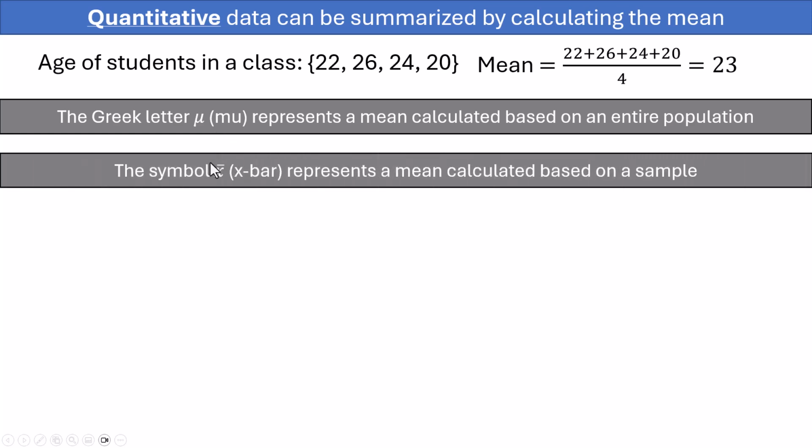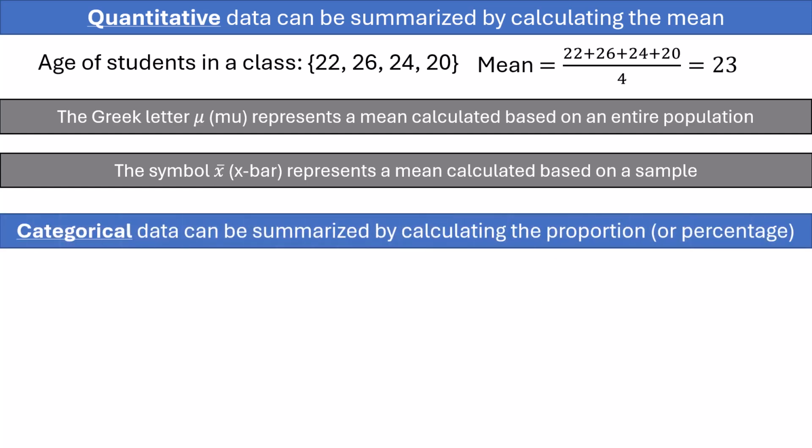On the other hand, if you just had a sample, which is probably going to be more often the case, then you're actually going to use a different symbol. So instead of using mu, you're going to use an X with a horizontal bar on top. And this is what we call X bar. So whereas mu is the population mean, we might call X bar the sample mean. Now, if we have categorical data, meaning it is non-numerical, then we oftentimes will summarize that by calculating a proportion or a percentage.